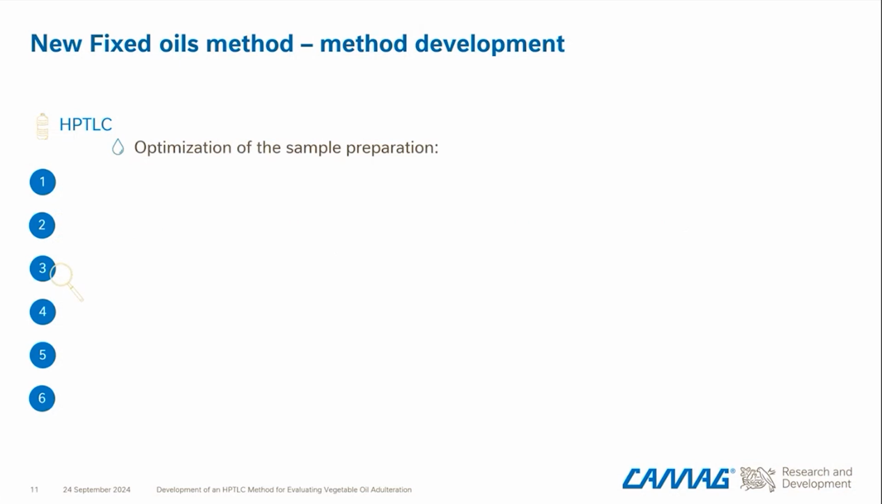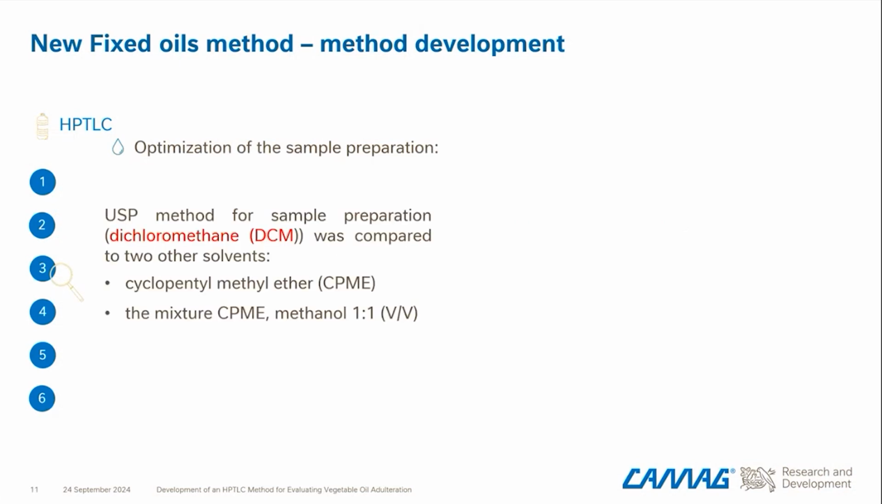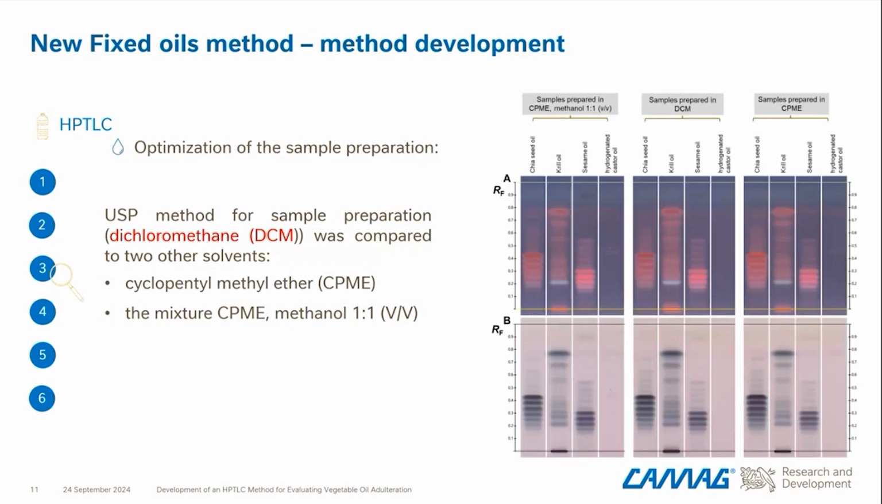For the third step, we wanted to optimize the sample preparation. Initially, the USP method for the sample preparation is using dichloromethane. We wanted to compare the dichloromethane with the CPME and also a mixture of CPME and methanol. When you look at the result on the right side, on the left you have the CPME methanol mixture, in the center the dichloromethane, and on the right side the CPME. You see that there is no significant difference between the solvents used for the extraction. So in that case, we wanted to keep the CPME to have the same solvent in the extraction as in the developing solvent.